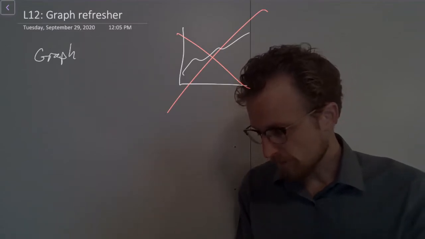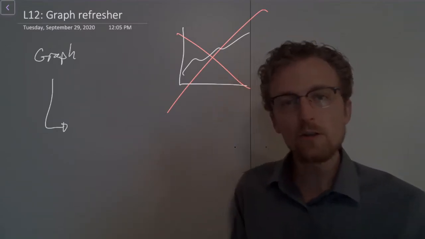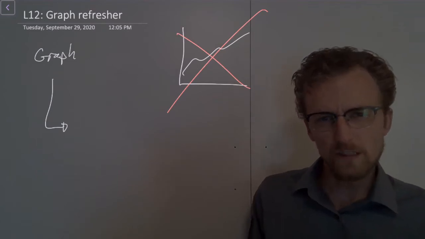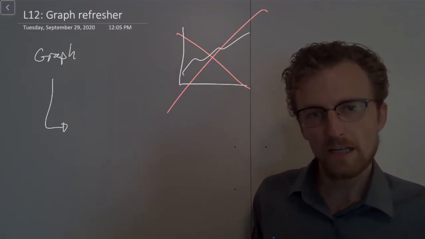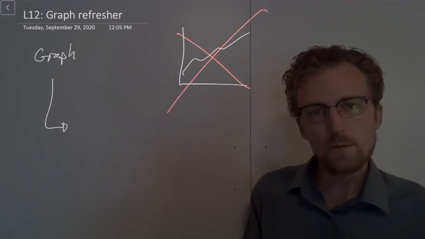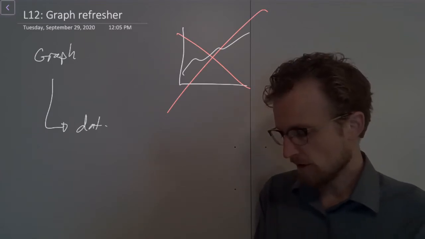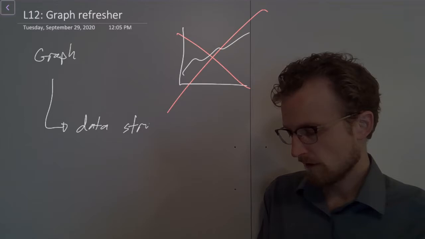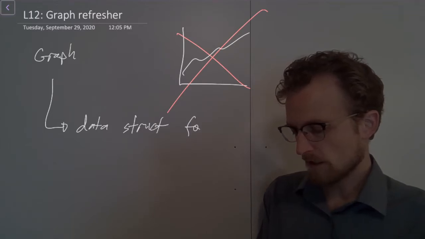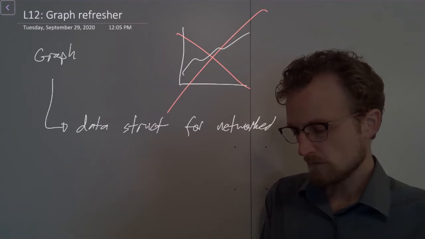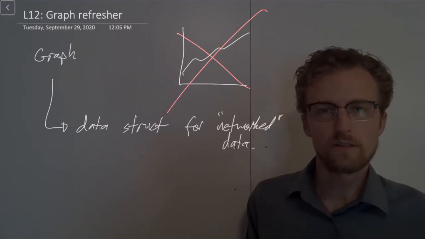So a graph is a particular kind of data structure. Really, in some ways, it's a family of kinds of data structures that represent networked data. So, a data structure for networked data. What do we mean by networked data?